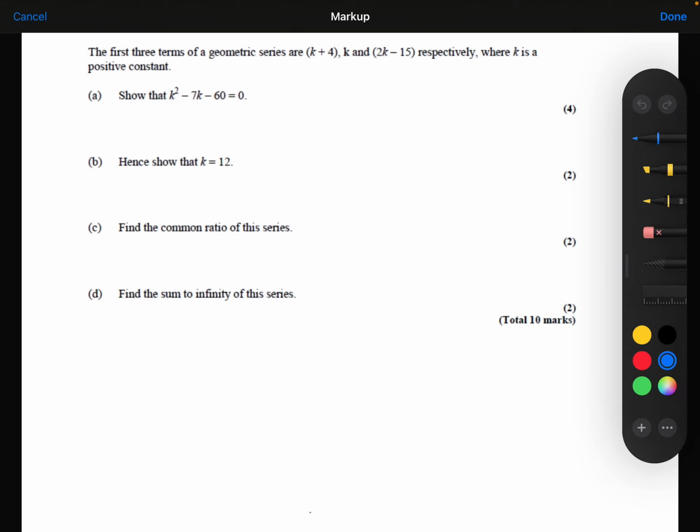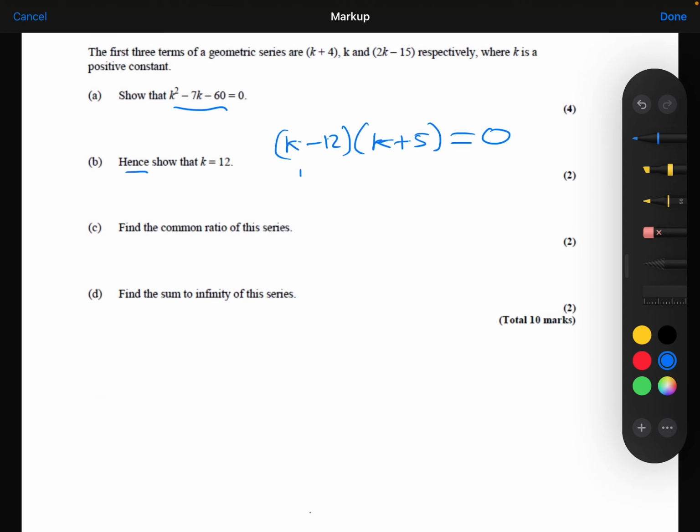Part B. Hence, show that k is equal to 12. So carrying on from where we left off, I can solve this quadratic equation by factorising. It's going to be k minus 12, k plus 5, because the 5 times the minus 12 will give me the minus 60, and the minus 12 plus the 5 will give me the minus 7.